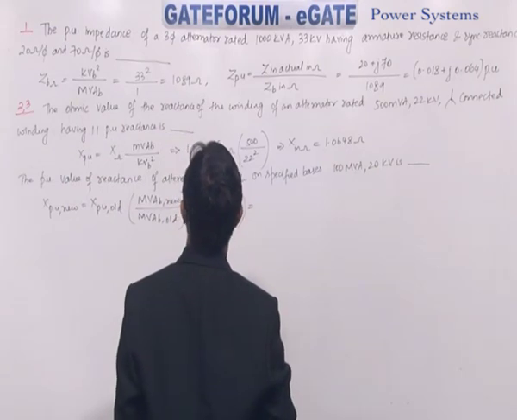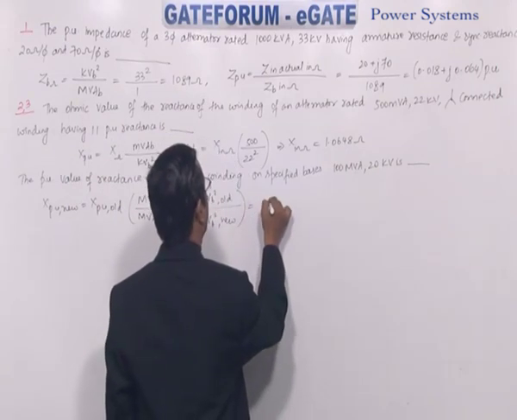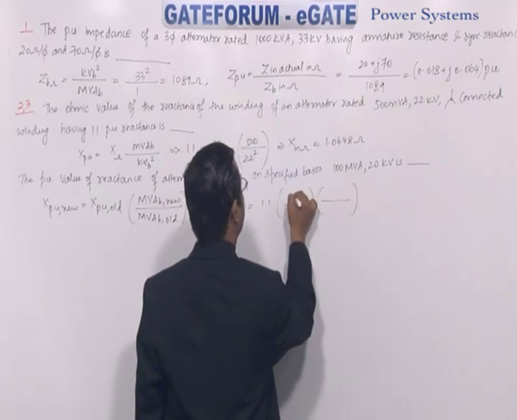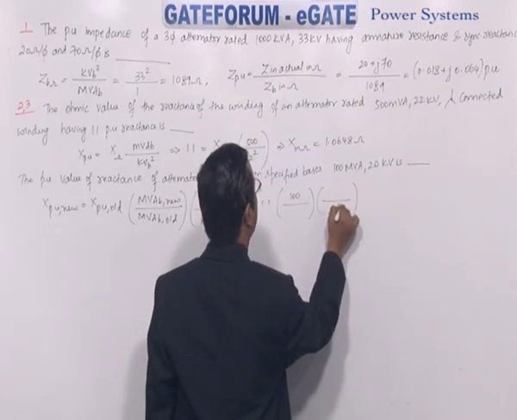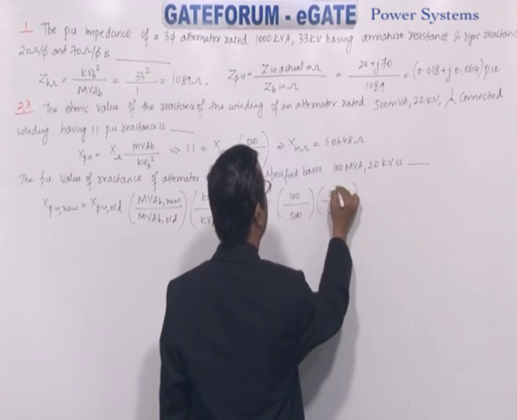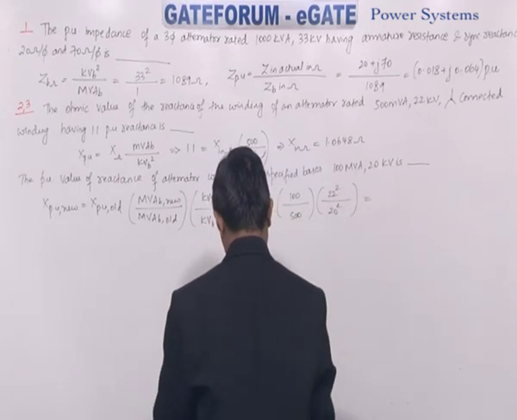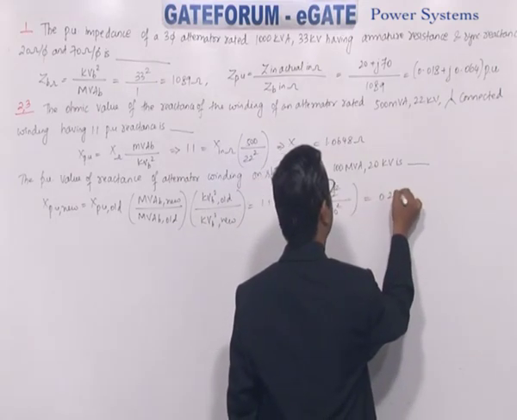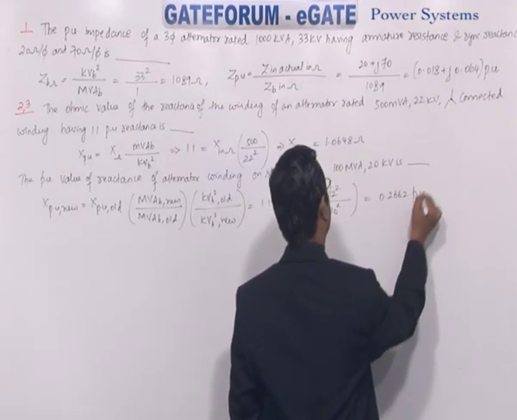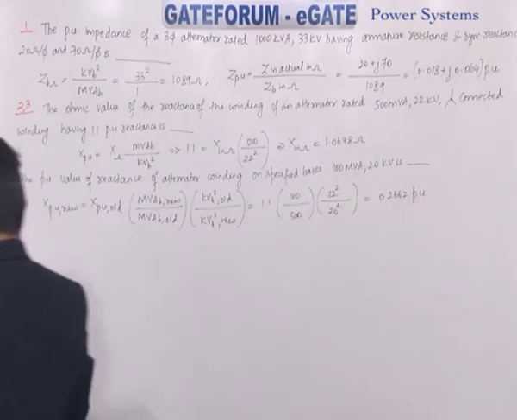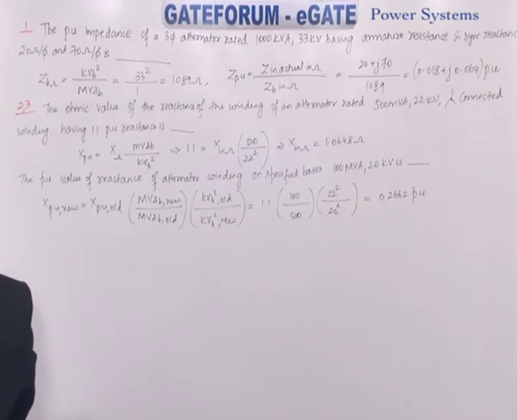So previously per unit how much? 1.1. New values are 100 and 20. Old values are 500 and 22. How much you get? 0.2662 per unit.